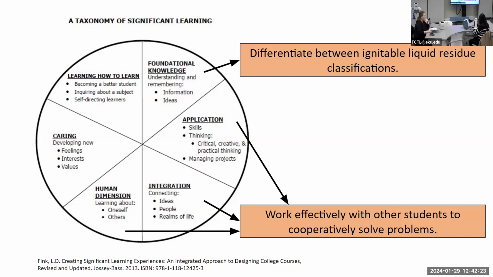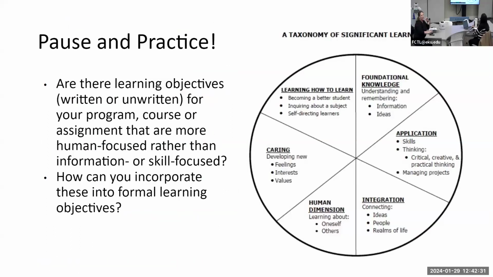So in thinking about this kind of Fink's taxonomy, I want to pause and practice. Are there any learning objectives that you have for your program, course, or assignment? And these don't have to be formalized in writing, right? My syllabi don't always include that I want people to work collaboratively, although I've been adding that to more and more these days. But where are those learning objectives present in your course that are more human focused rather than information or skill? And should they become more formal learning objectives?